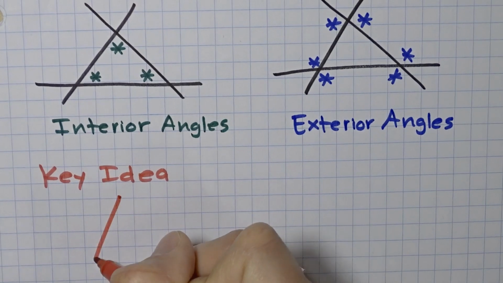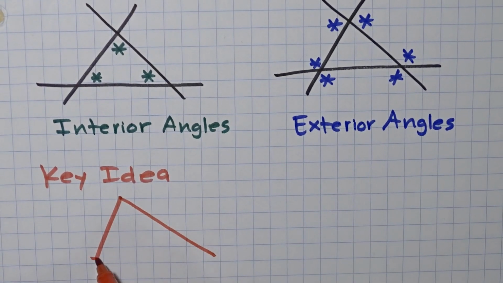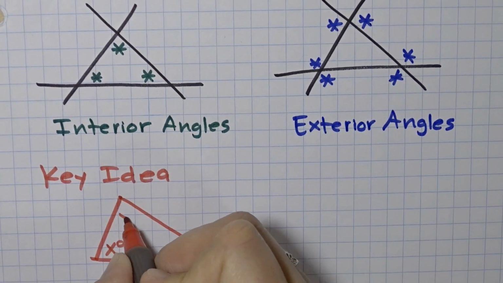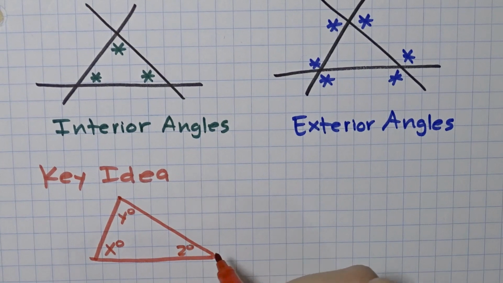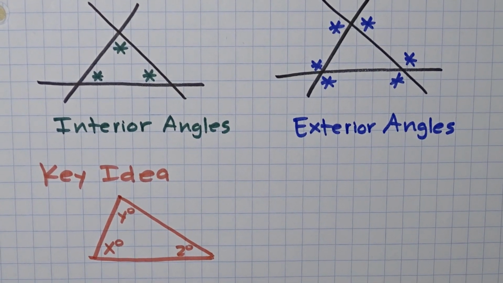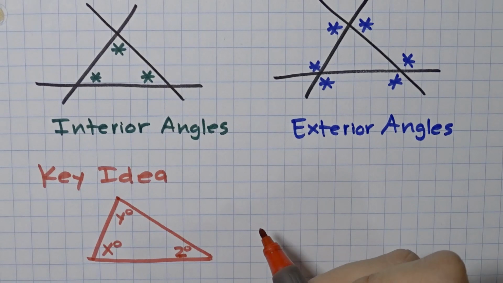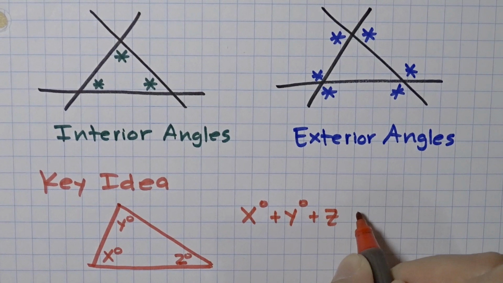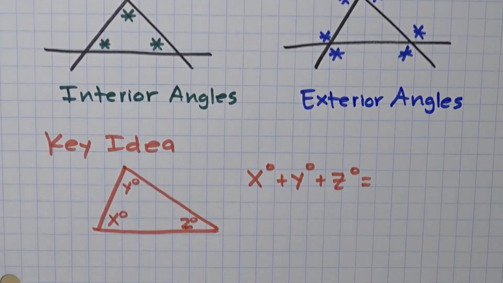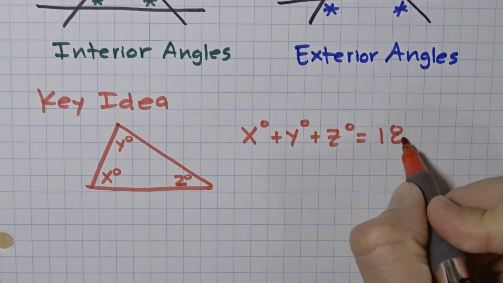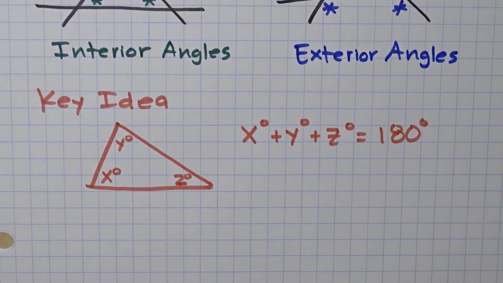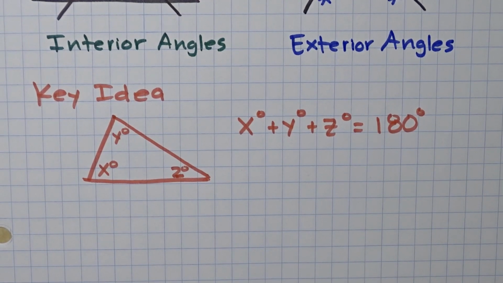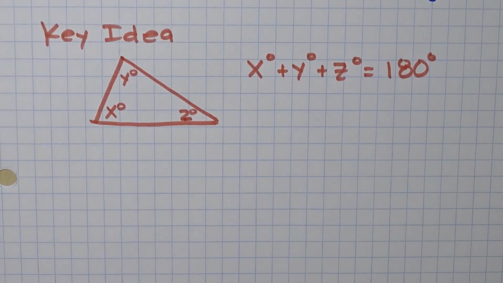So let's draw a triangle. And if we call this X degrees, Y degrees, and Z, we would say that when you add X, Y, and Z, the sum of all three angles will always be 180 degrees. All right, so that's one key idea. And we use this idea when we're trying to find a missing angle.